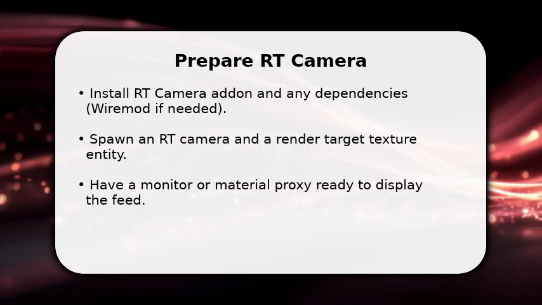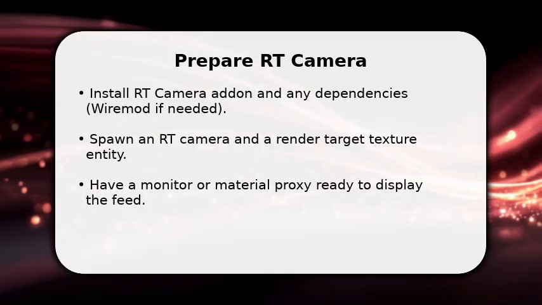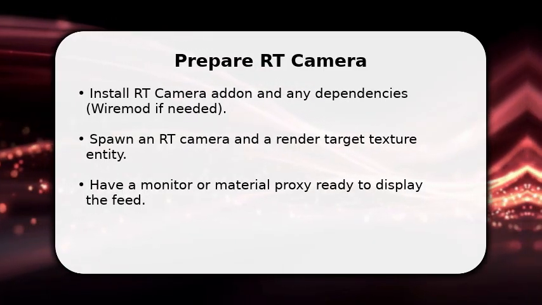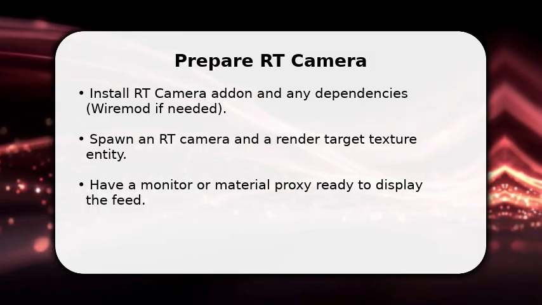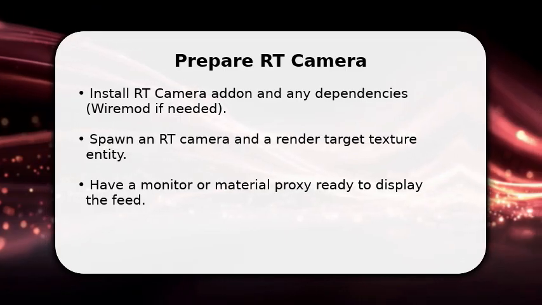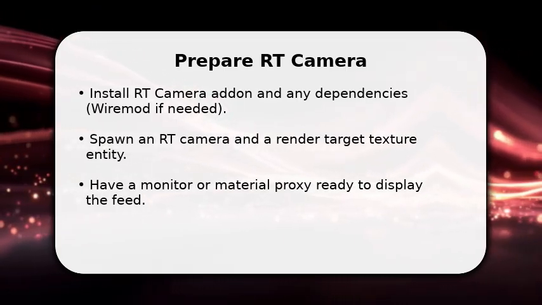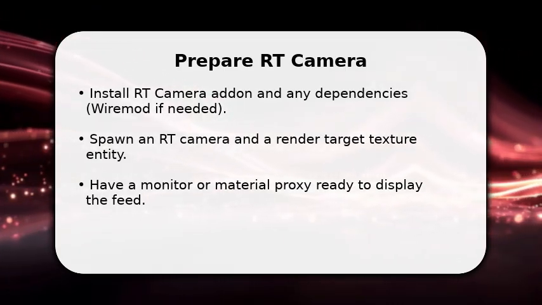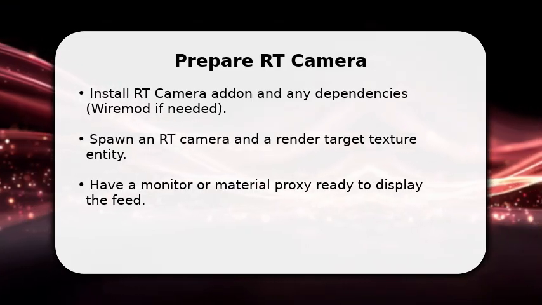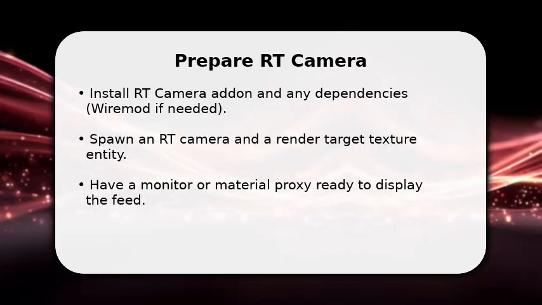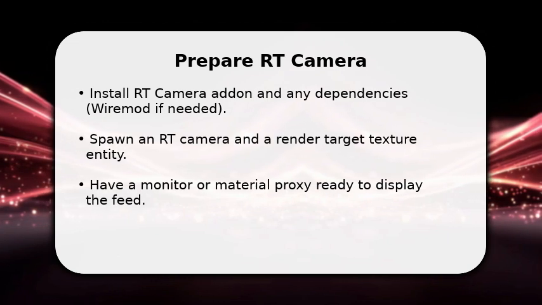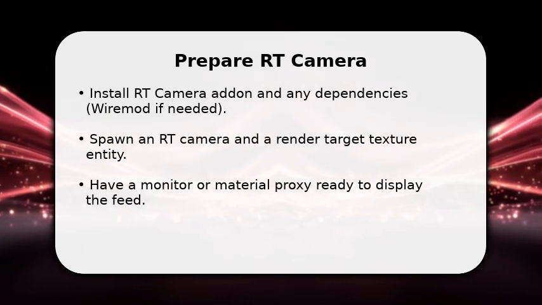You start by getting the essentials in place. Install the RT Camera add-on and any required dependencies. You need the camera entity and a render target texture. Once installed, spawn the RT camera and a separate render target or material that will receive the feed. Make sure you also spawn a screen or monitor prop that can display a material, because the camera sends directly to that texture. This immediate setup step prevents wasted time fiddling later when you need to link entities.